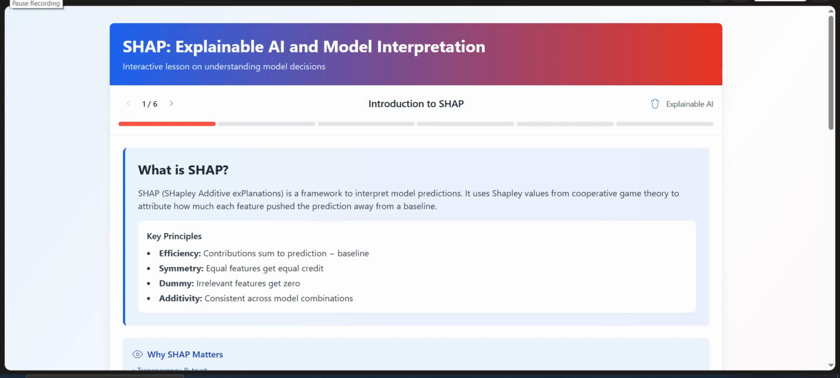Alright, let's start from the basics. SHAP stands for Shapley Additive Explanations, and the idea comes from cooperative game theory. The goal is to break down a model's prediction into contributions from each feature. In other words, it tells us how much each feature pushed the prediction away from some baseline value.